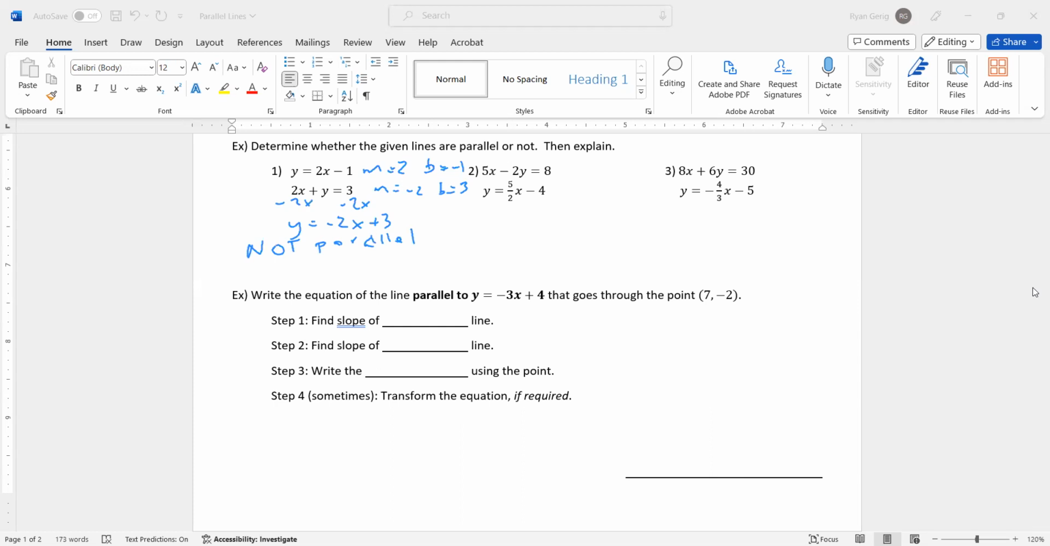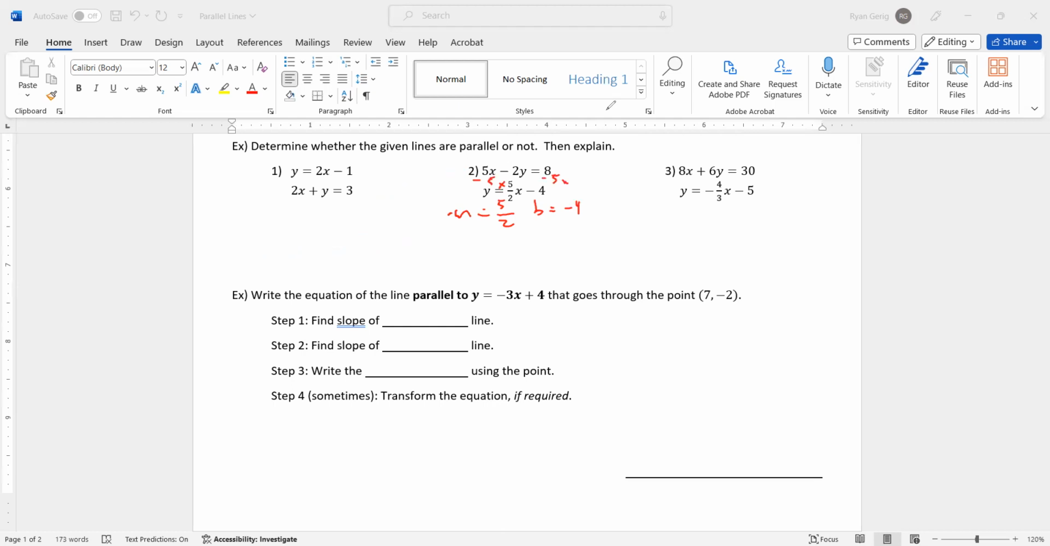Okay, so write that down. The slopes are not the same. I'm not going to write it out here because that would just make the video much longer, but I'm saying it. Make sure you write that down. It's not parallel because the slopes are not the same. All right, number 2. Well, the second one this time is in slope-intercept form, so I'm going to go ahead and identify my slope as 5/2. My y-intercept is -4.